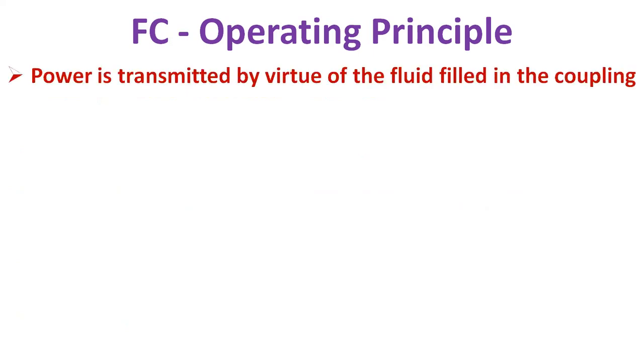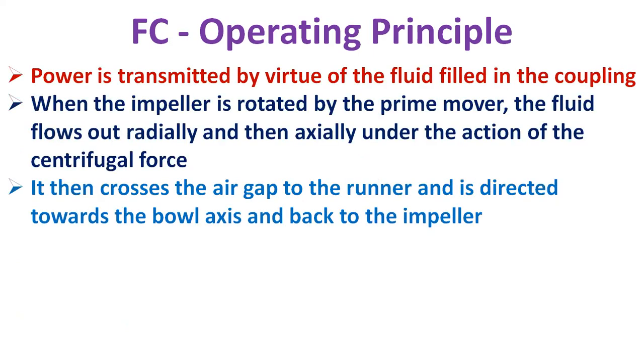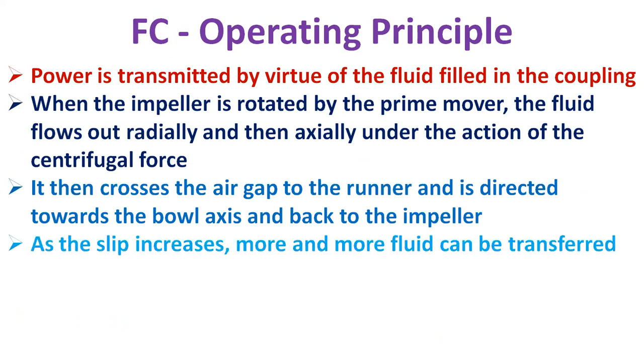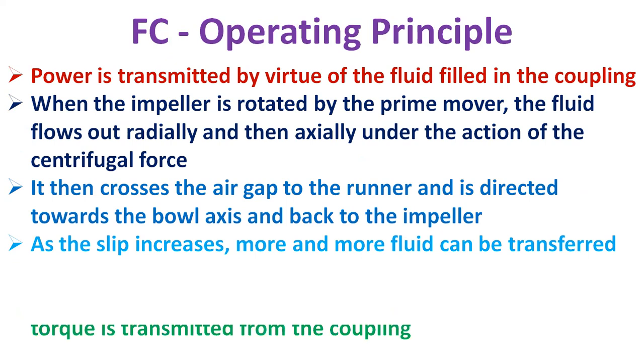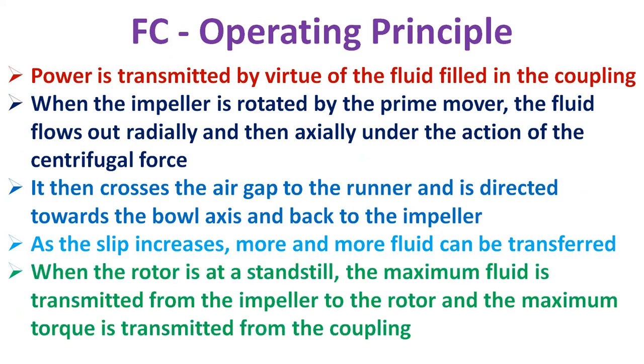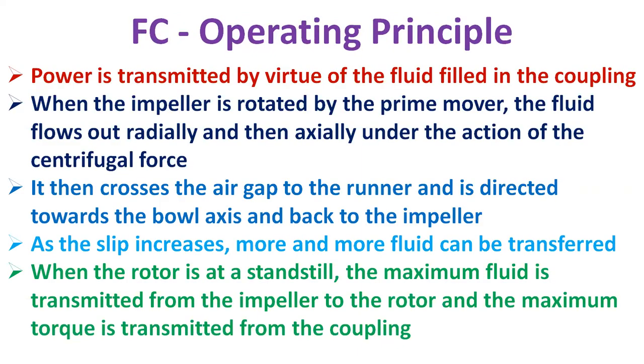If you see the fluid coupling operating principle, there is no mechanical interconnection between the impeller and the rotor, and power is transmitted by the fluid filled in the coupling. When the impeller is rotated by the prime mover, the fluid flows out radially and then axially under the action of centrifugal force. It then crosses the air gap and the runner, and is directed towards the bowl axis back to the impeller. To enable the fluid to flow from the impeller to the rotor, it is essential that there is a difference in the head between the two, and thus a difference in RPM, known as slip, between the two.